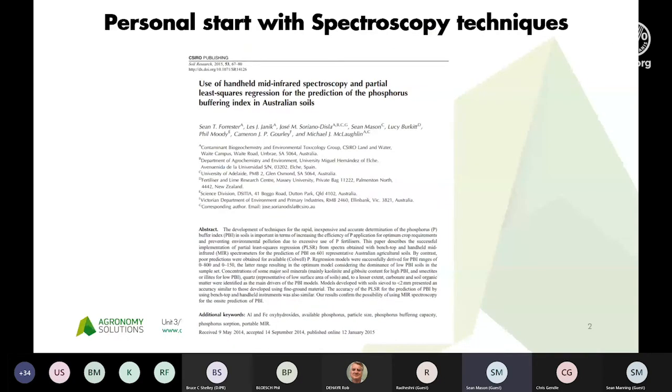I won't be too long with this, but the personal start with MIR was through the CSIRO group. You probably noticed some famous names in the IR space on this paper. It was brought up early in the meeting today that I've got a background in phosphorus nutrition. We were looking at mid-infrared technology to look at what we use in Australia as a retention index, like a phosphorus buffering index. That worked quite well, so that opened my whole headspace with the IR technology.